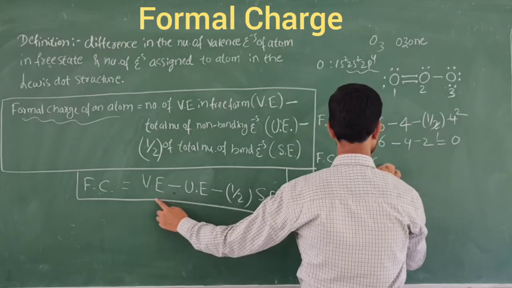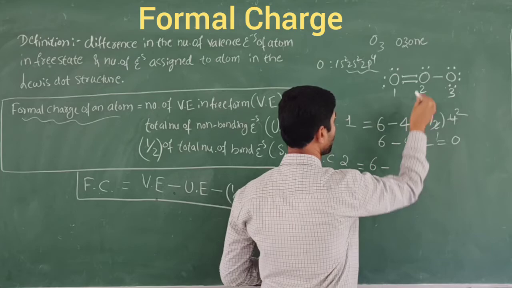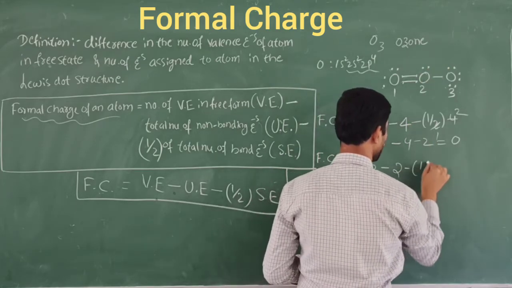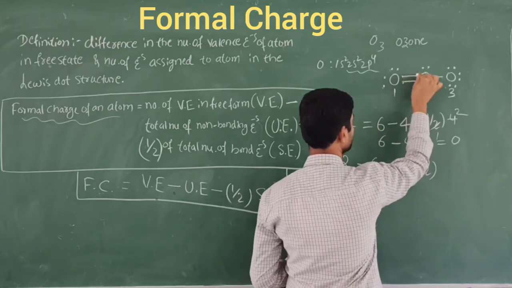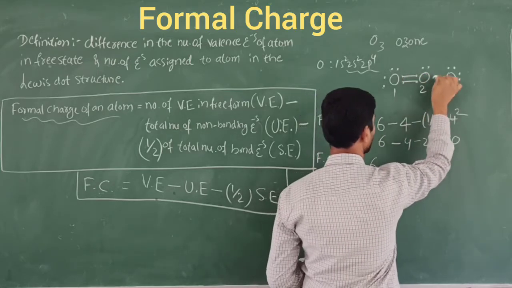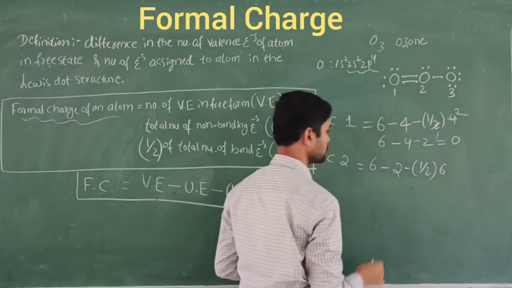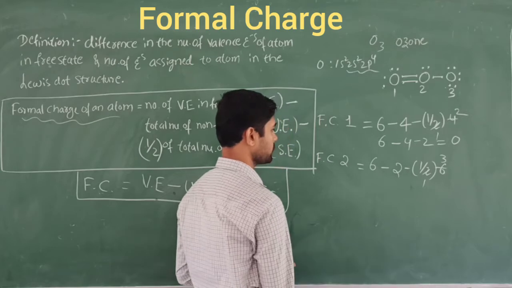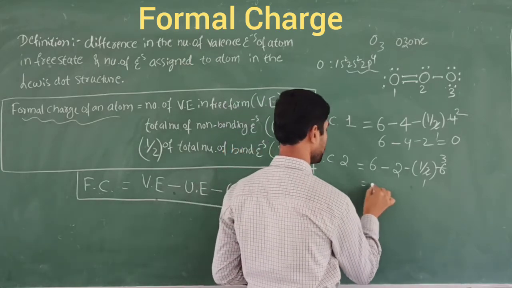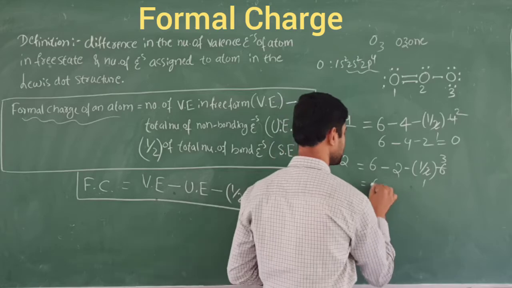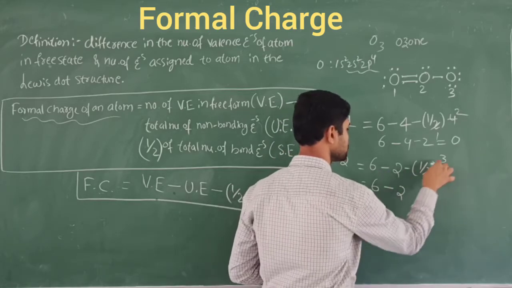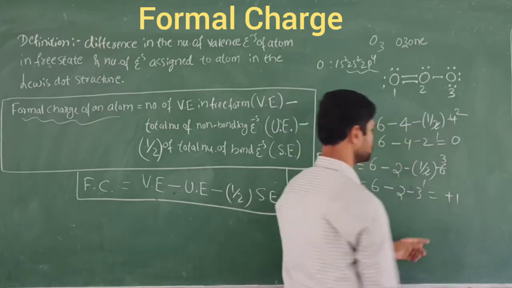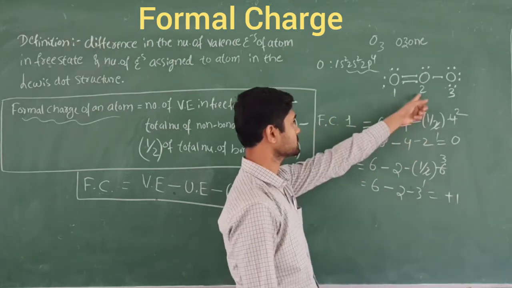Total valence electrons 6, minus unshared electrons. How many unshared? This is only 2. Minus half of the shared electrons. How many? 1, 2, 3, 4, 5, 6 will be there. So now count here, 2 and 2, 3. Now subtract: 6 minus 2, minus 3. So 6 minus 5 becomes plus 1, right? So the formal charge is plus 1 for the second oxygen atom.